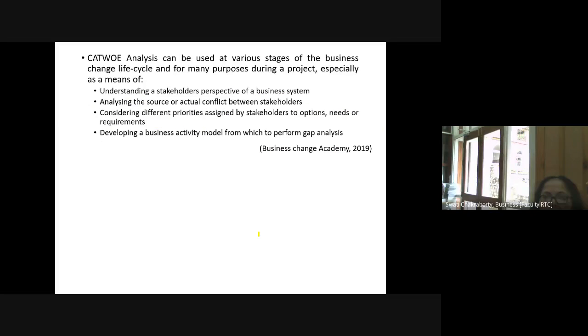So, CATWOE analysis can be used at various stages of the business change life cycle and for many purposes during a project, especially for understanding a stakeholder's perspective of the business system, analyzing the source of actual conflict between stakeholders, considering different priorities assigned by stakeholders to options, needs, or requirements, and developing a business activity model from which to perform gap analysis.